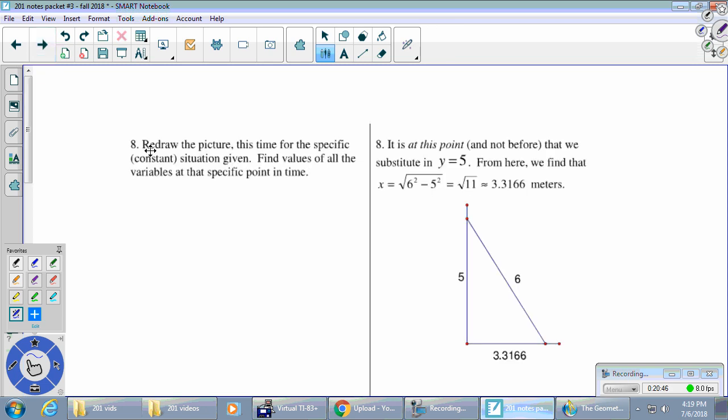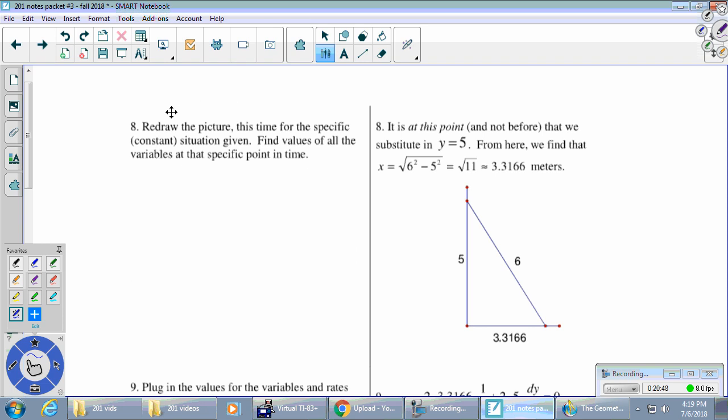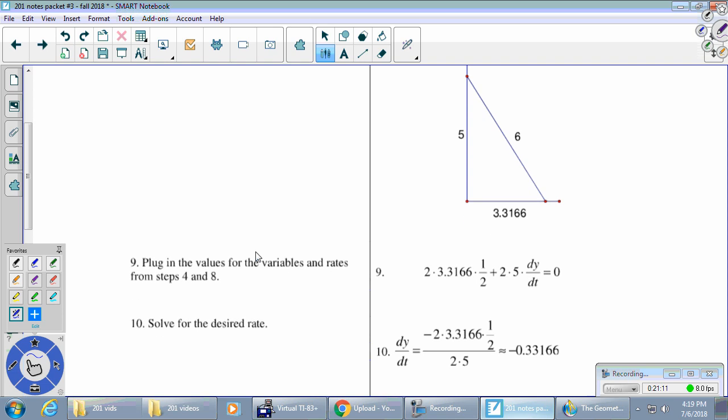I don't always do this, but sometimes it's helpful to redraw the picture, this time with the specific constant values written in. Like you could redraw the thing where you literally labeled the height of the cone of water as a 5, if that's helpful. Sometimes it is. And then maybe find the values of the other variables at that specific moment in time. This will have more meaning when you get practice. We didn't need to do this step in our example.